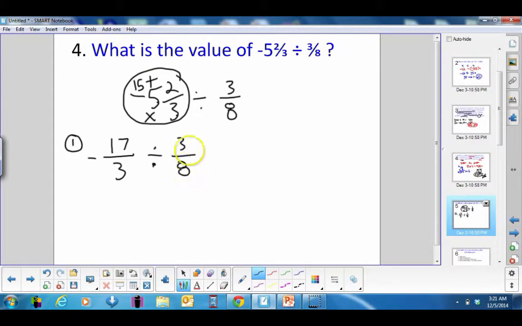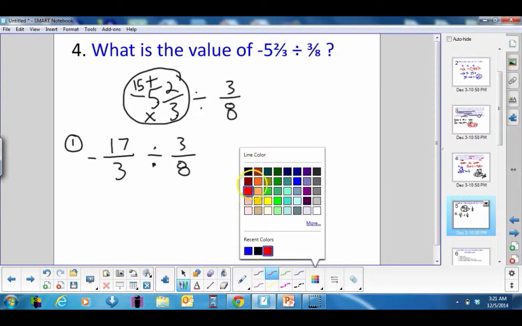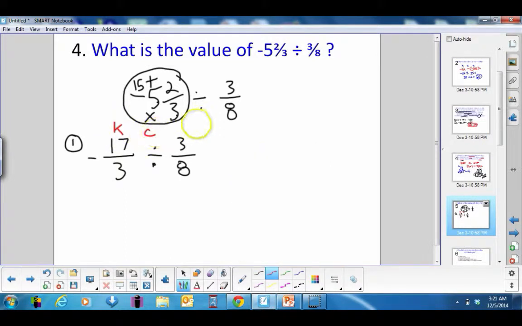So right now I have my division problem for fractions. One's improper, the other one's proper. Now I know this is dividing fractions, so we have a strategy. Our strategy is called keep, change, flip. I keep the negative 17/3 right over here. I change the division sign to multiplication, and I flip, or get the reciprocal of, 3/8. That means I'm going to put the 8 on top and the 3 on bottom.